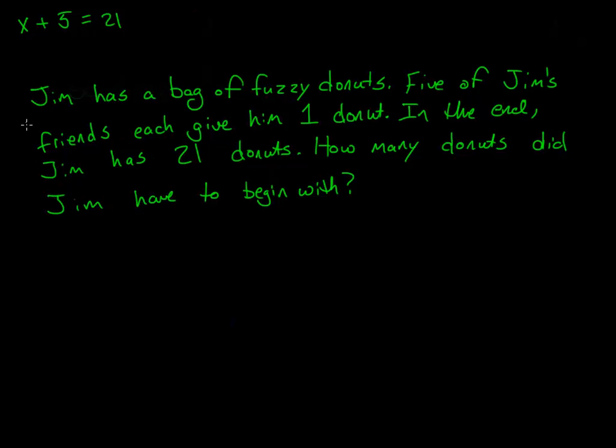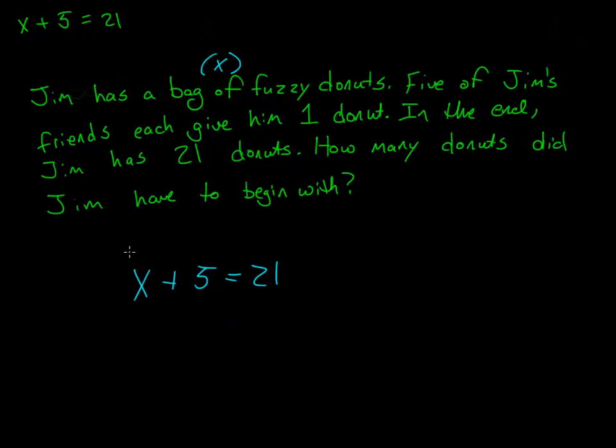This is where we're going to pull it out. He has a bag of fuzzy donuts. Now, he doesn't know how many he has to begin with, so this bag, that's what we don't know. That's our X. This is our bag of donuts that we start out with. Now we know that he has 5 friends that each give him 1 donut, so he gets 5 more donuts. Now it asks how many donuts did he have to begin with? He ended with 21. So his total, he ended up with 21 donuts.